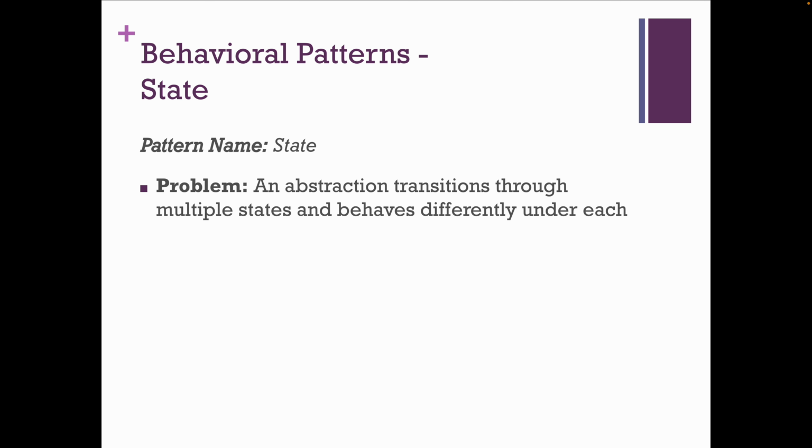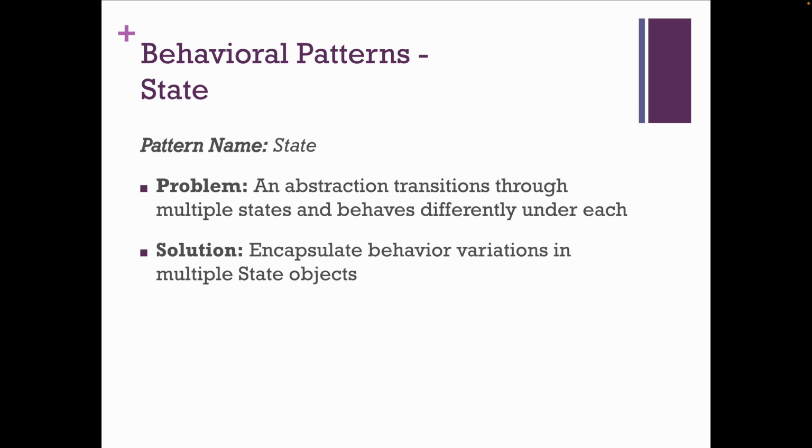So, okay, state pattern. The problem is that we have an abstraction that transitions through multiple states, kind of like an order, and behaves differently under each. So if it's a new order, it's not ready to send. It will not email users until it becomes ready to send, for example. So it'll have different behavior in different states.